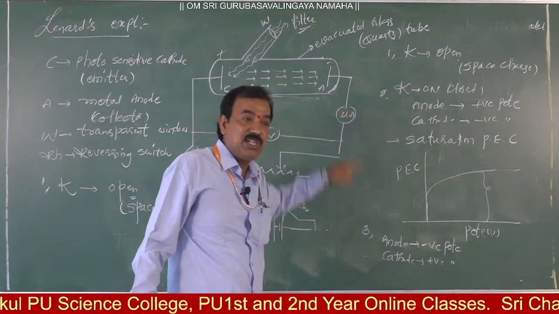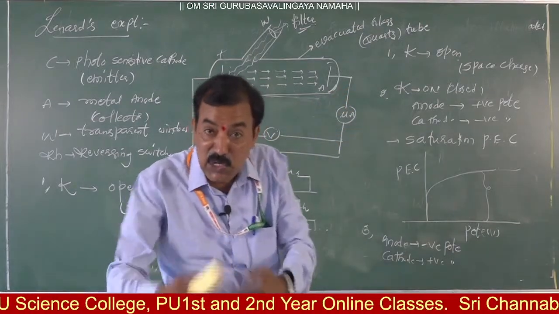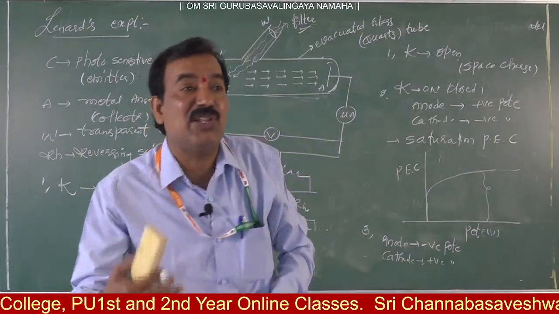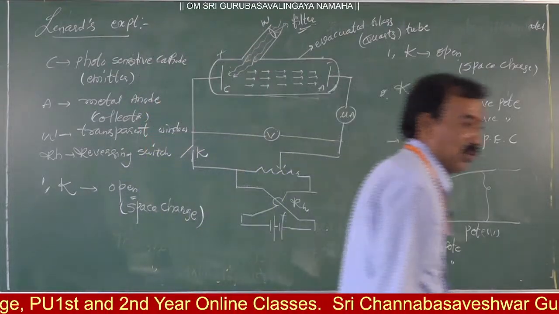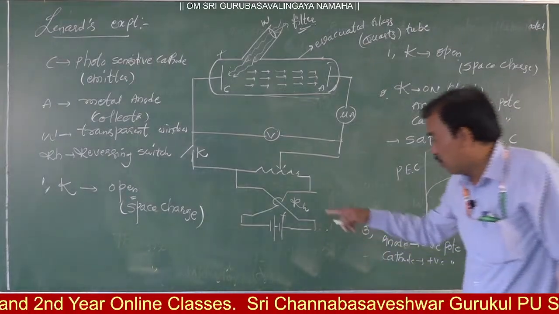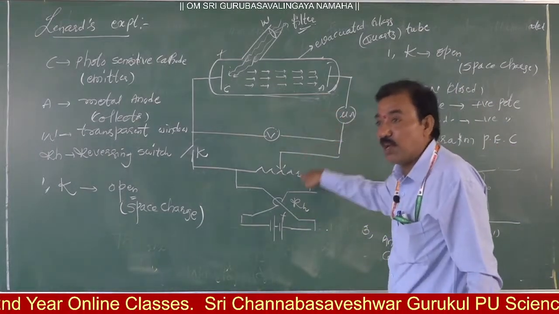Then what happens here? Whenever this negative potential is increased, the photoelectric current decreases. Again the negative potential value increases, and the minus value given here increases. So what happens here?